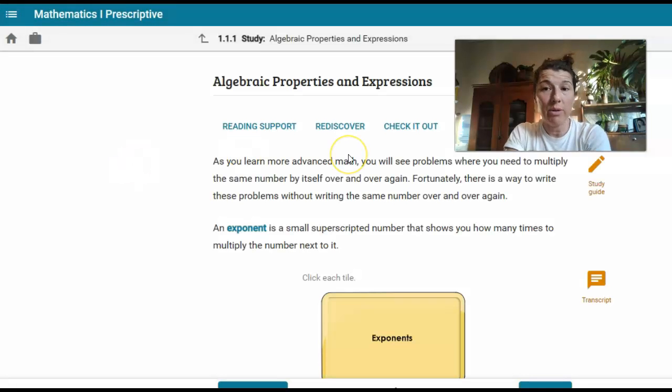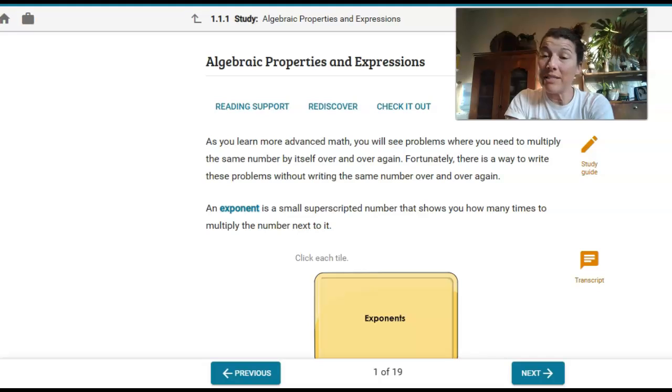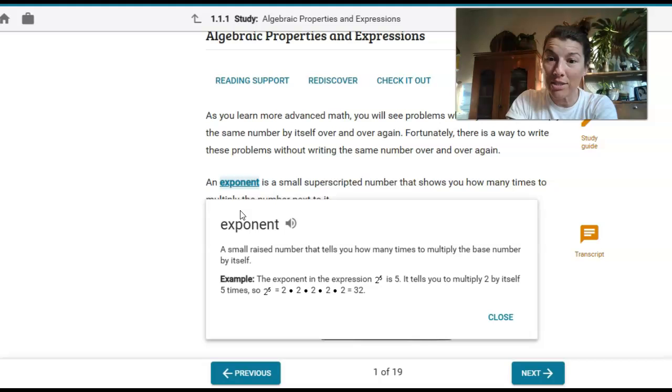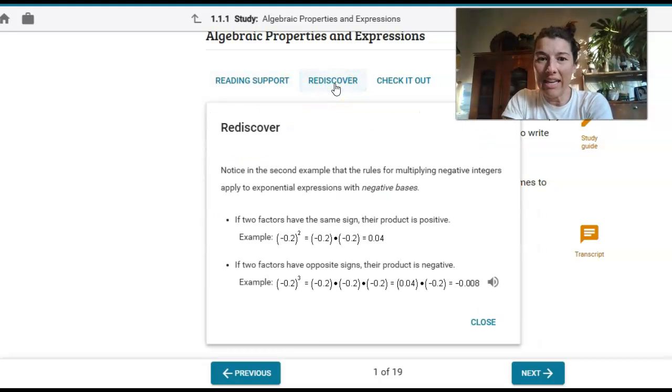The first part is the most important. This is the lesson. And this particular lesson, 1.1, Algebraic Properties and Expressions, has 19 pages on it. So these are not designed for you to quickly skim through or to ignore altogether. This is actually the lesson. So you want to go through every single page. You want to do all the practice problems. You want to click on the vocabulary words. You want to listen to the reading out loud. You want to click on things and make sure you fully understand the material in this lesson.